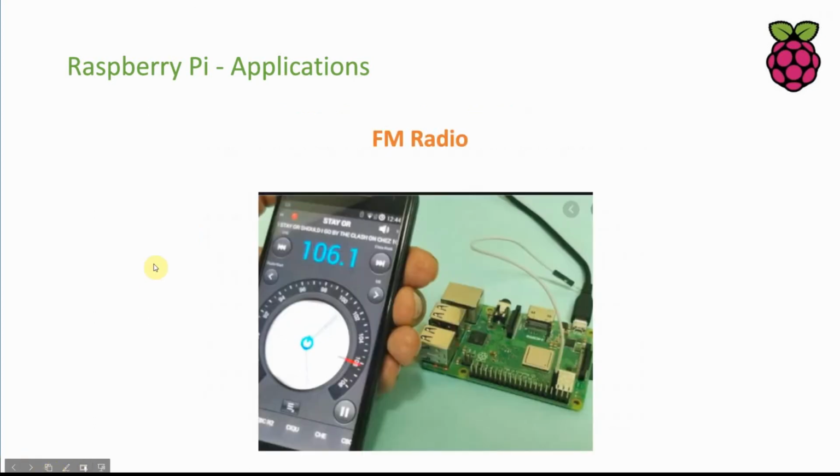And another project is FM radio. This is something which I found online. Somebody has developed an FM radio. As I said, there are a couple of GPIO pins which you can use for FM transmission. I'll cover that in other projects when we start talking more about FM transmissions. And this is a cool project.